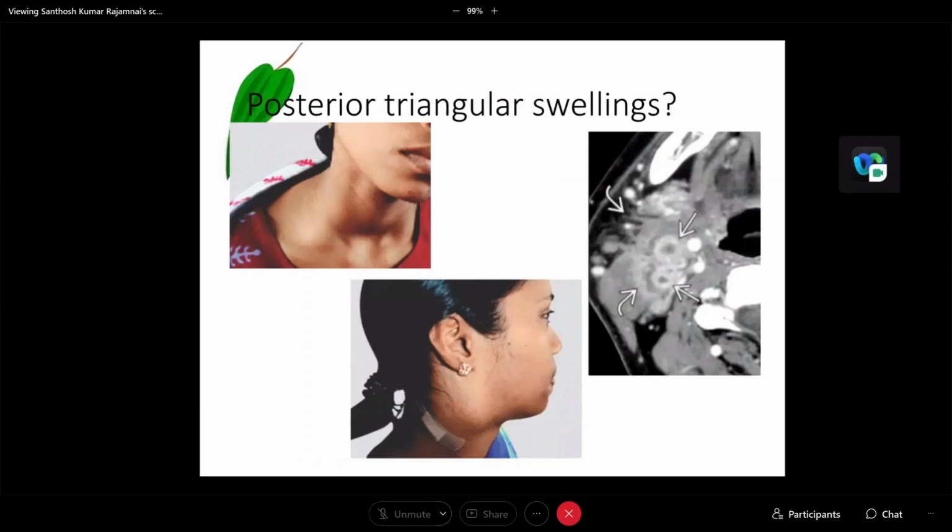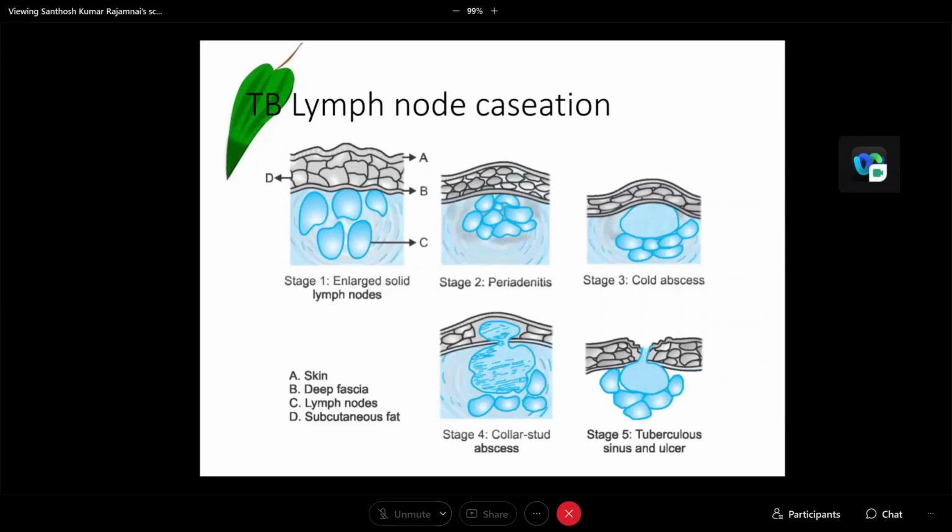Again, this picture shows you Rudolph nodes or Rudolph-Virchow's nodes or signal nodes, supraclavicular nodes. Posterior triangle swelling. You have a CT scan picture here. You have an area of edema, capsular enhancement, central necrosis, multiple lymph nodes, and some calcification also. So the diagnosis is tuberculosis, scrofuloderma. These are the stages of tuberculosis, caseation, you already know, and the final stage is formation of a sinus or a cold abscess.